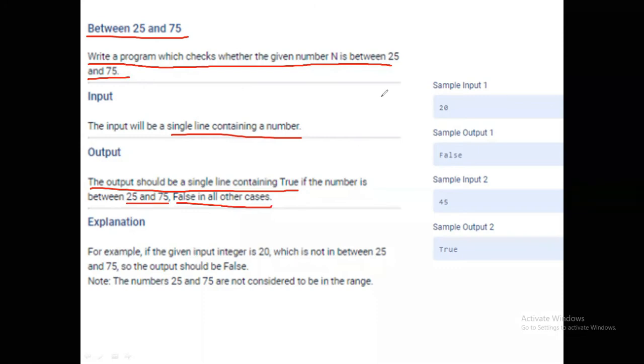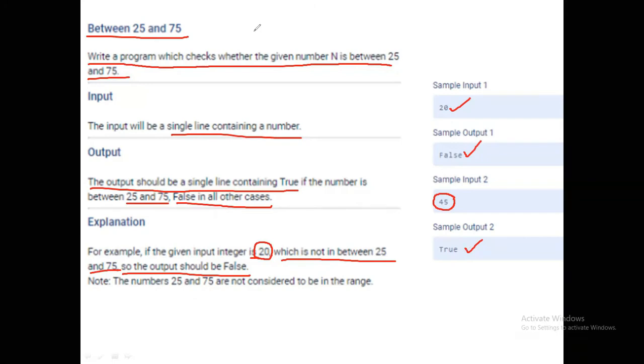Okay, so what is the problem here? You're going to read an integer. For example, the integer is 20, which is not between 25 and 75. So the output should be false. If I enter a number 45, that is between 25 and 75, so you are going to print true. If you enter 20, it prints false as output. If it is 45, true as output.